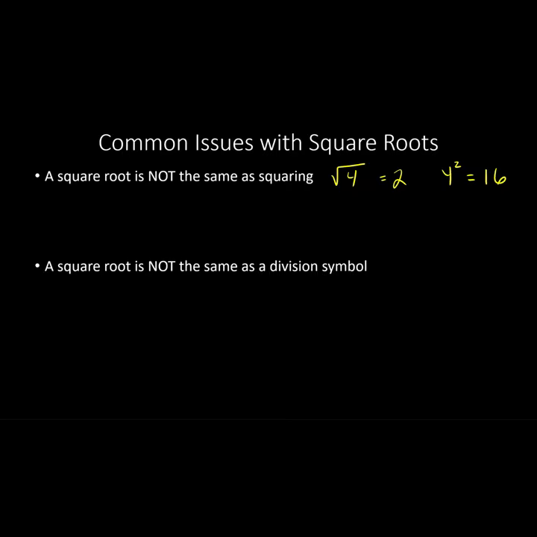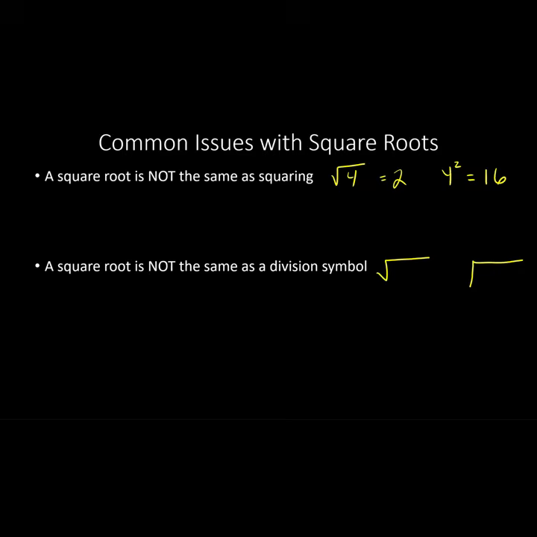Second one is a square root is not the same as a division symbol, and I have seen this at all levels of math. A square root symbol will have a hook on the end of it on the left side. A long division symbol will not. If you are intending to write a division symbol, make sure that you don't get sloppy about it and put a little hook on the end. It does matter. Those are two different symbols, okay?